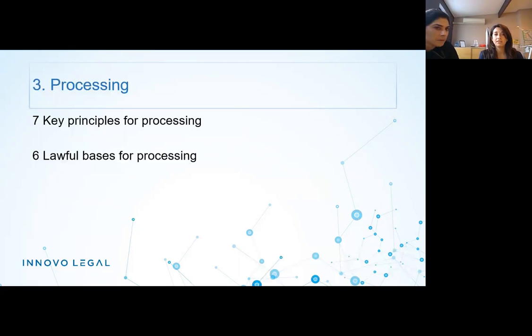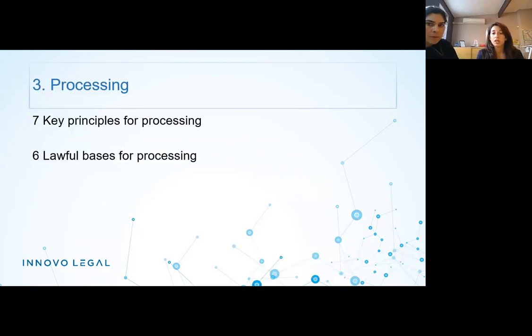Seven key principles for processing. They're the ones that you need to bear in mind at any point in time when you do processing. The first category is lawfulness, fairness, and transparency. So what you say you're doing with the personal data, you actually need to be doing that. You can't do something else. You need to be transparent. It needs to be fair. Necessary for what you're saying you're doing. So it's a pretty logical approach. Having said that, you need to bear that in mind every step of the way.